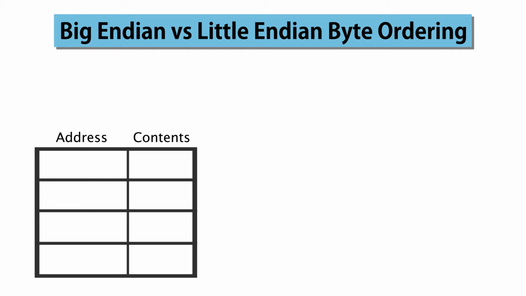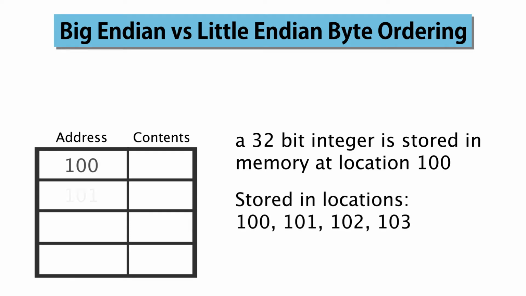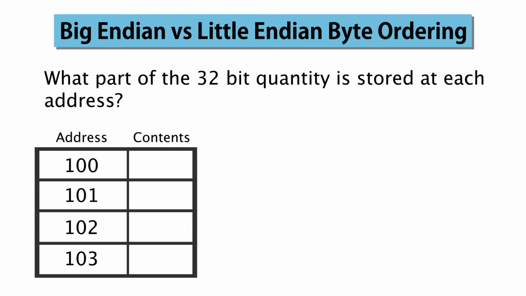Thus, for example, if we say that the 32-bit integer is stored in memory at location 100, that really means that the 32 bits, or 4 bytes, are stored in locations 100, 101, 102, and 103. The only question is, what part of the 32-bit quantity is stored at each address? That's where Big and Little Endian come in.